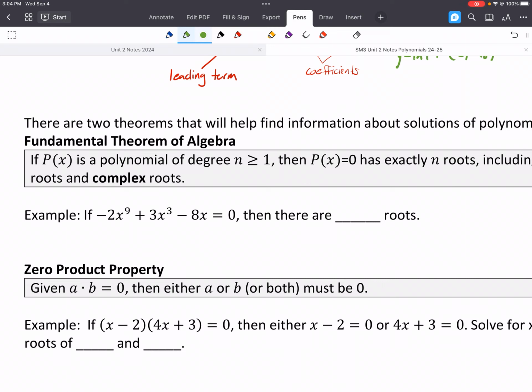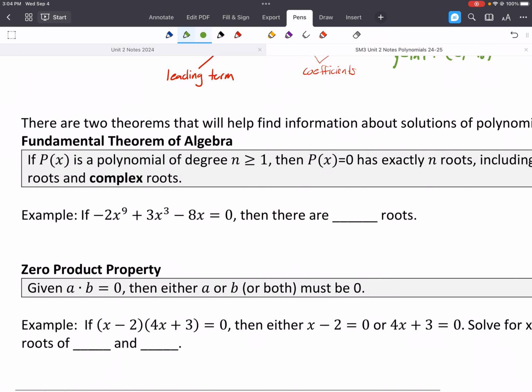Okay, so if p of x is a polynomial of degree n greater than or equal to 1, so whatever n is, okay, then p of x equal to 0 has, so basically if we set the equation equal to 0, then we're going to have exactly n roots. Okay, these roots could be real, they could be complex.